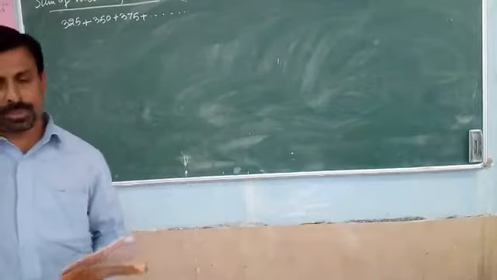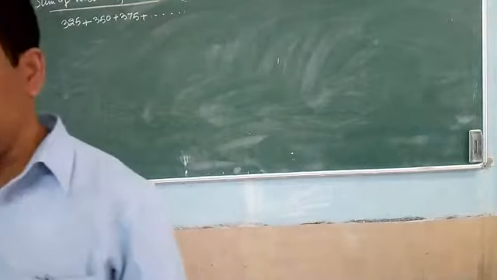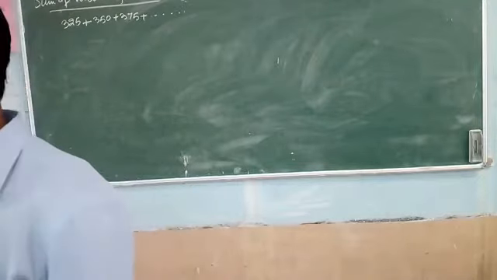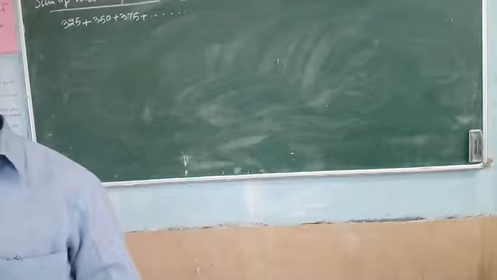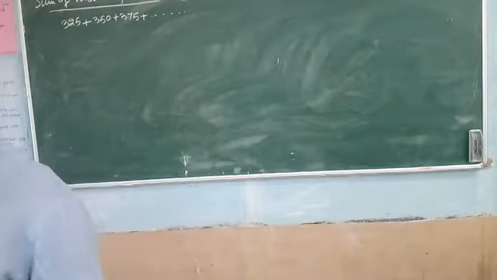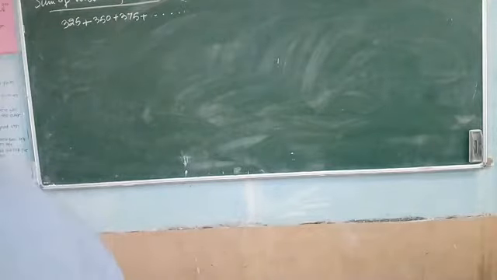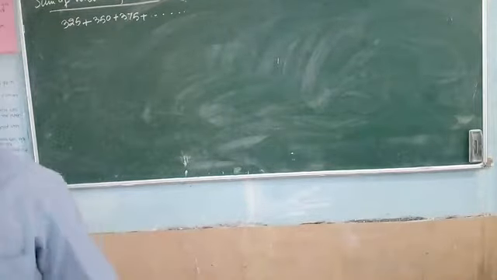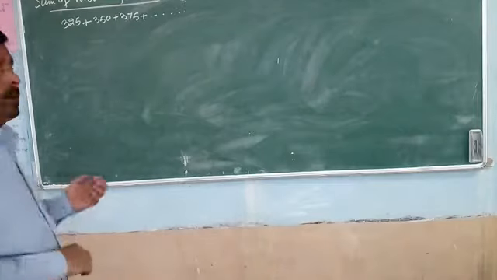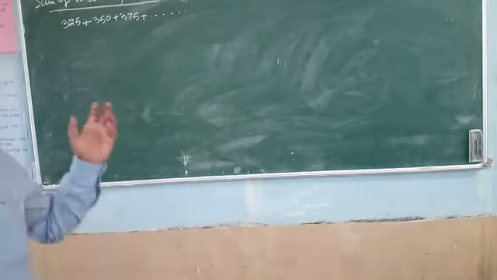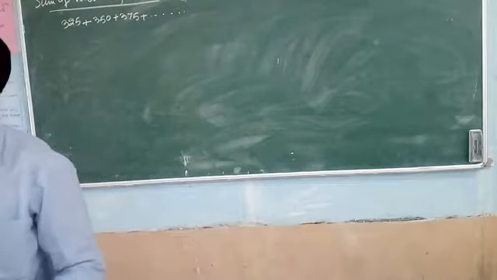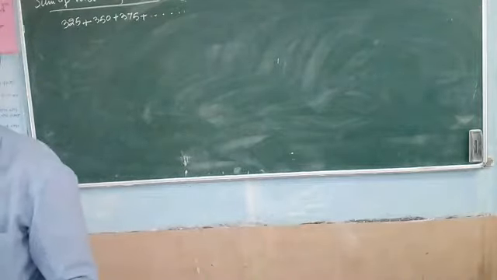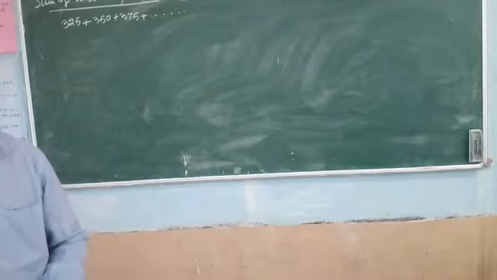Is this okay? Yes, sir. Now the question says, find the smallest number of terms which may be taken in order that the sum of the arithmetic series may exceed 10,000. The meaning of this question is, for how many terms of this series may give you the sum as more than 10,000? Is this very clear? Yes.